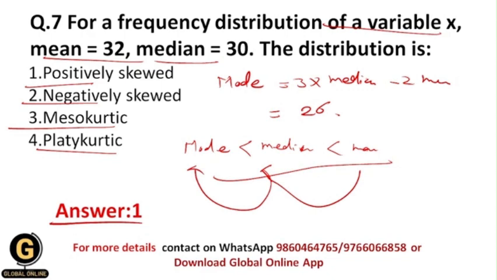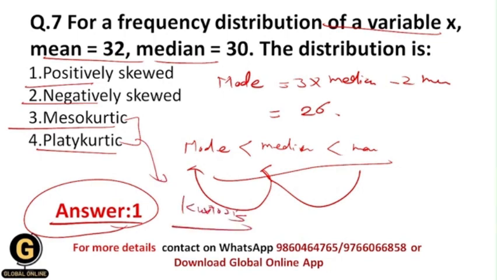But in a negatively skewed distribution, exactly the opposite occurs. The value of mean is less than median, and the value of median is less than mode. That's why your correct answer over here should be 1. And mesokurtic and platykurtic distributions are the types of kurtosis, and that I am going to tell you in the next part of this video.